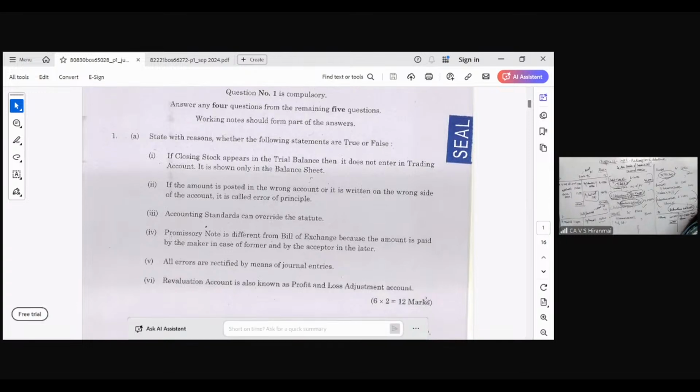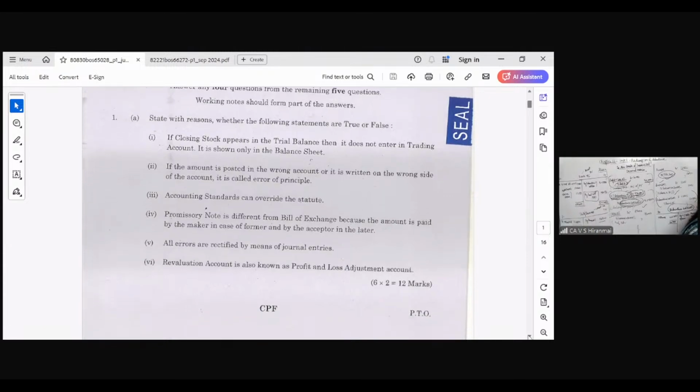Okay, so 12 marks will come from the A portion. What you are expected to do here is very simple. Read the statement. If you feel that the answer is true, write true, or if you feel the answer is false, write false. But reasoning is very, very important. If you don't write the reason, then marks will be cut.